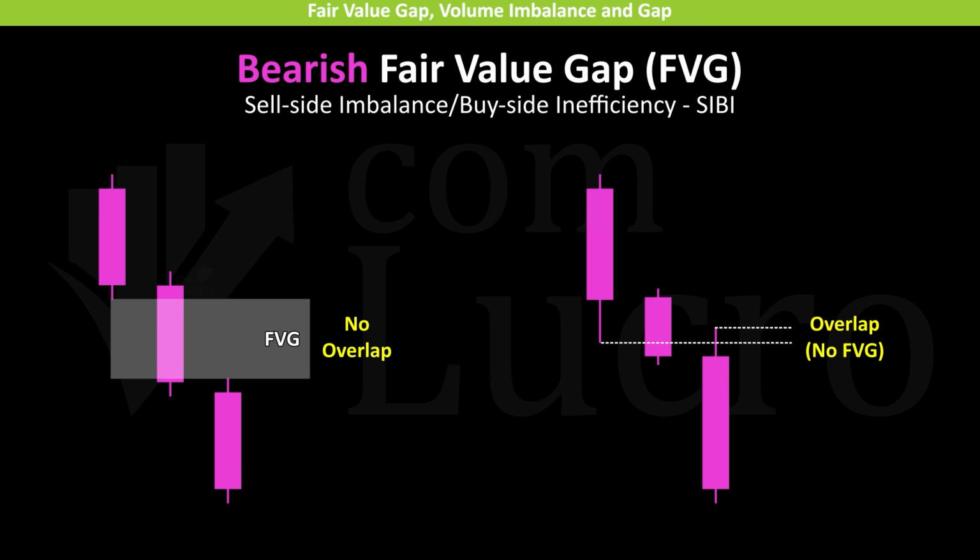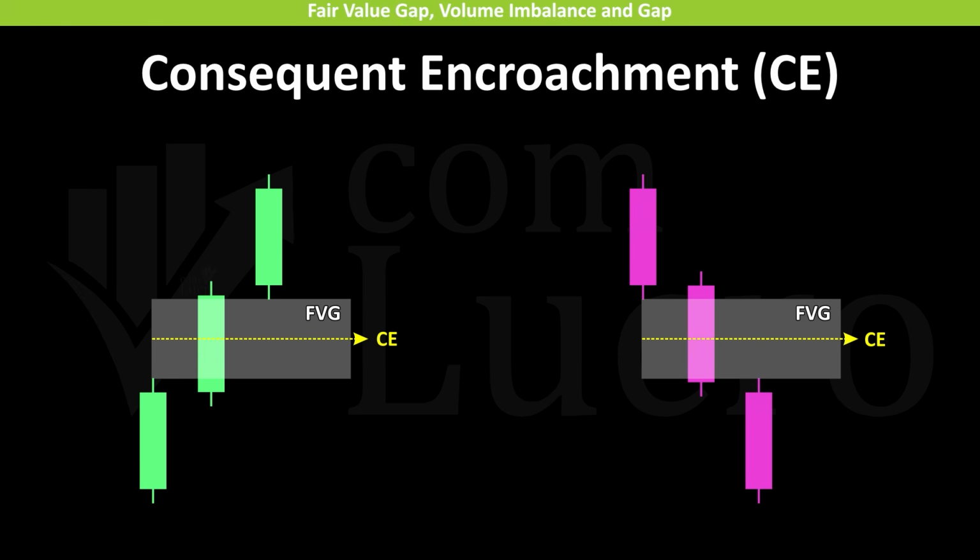Another important concept related to fair value gaps is known as consequent encroachment. This simply refers to the midpoint of the fair value gap, or the 50% level of the gap. Fair value gaps can act as areas of support and resistance, similar to other structural levels. In many ICT models, this is exactly where precision entries occur after liquidity has been swept and structure has shifted.